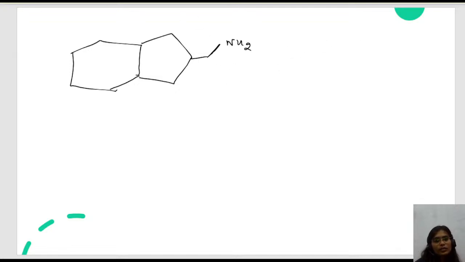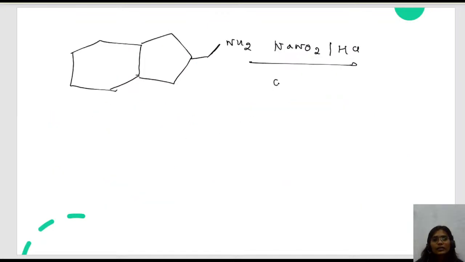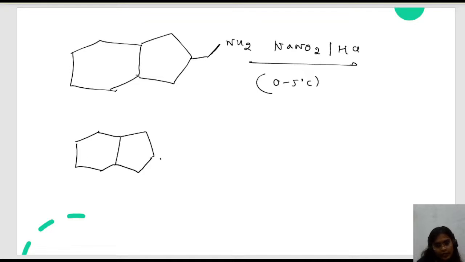What was the reagent? The reagent is NaNO2 and HCl, I guess, right? Aqueous NaCl, and 0 to 5 degrees Celsius temperature. Okay, we are able to maintain that, but no point because it's not going to be stable. So then, I have to write it here. It's a six member ring and it's a five member.